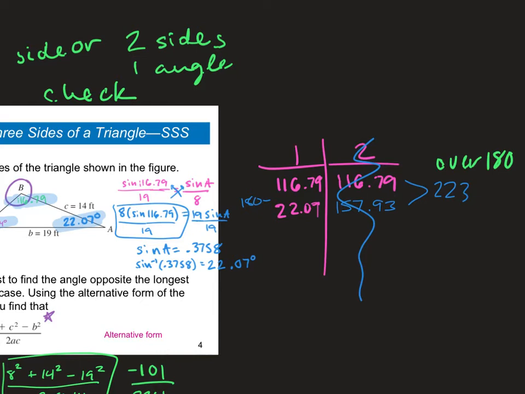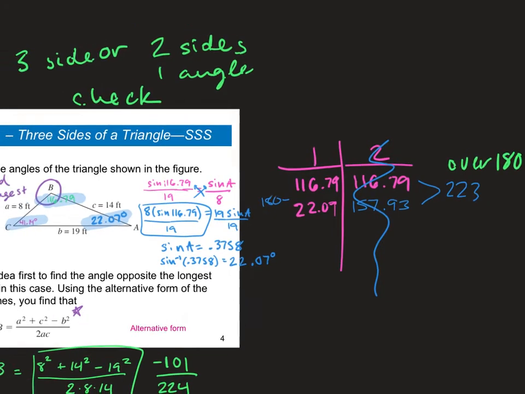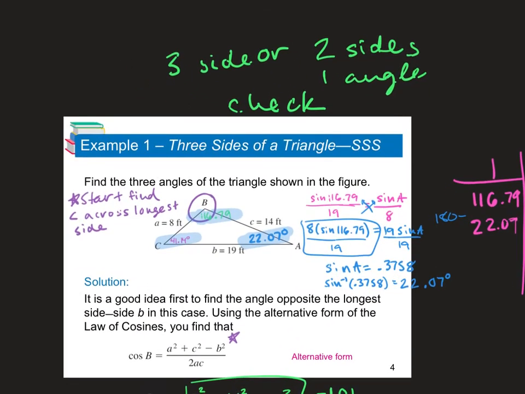And why do you start with 116? We start with the first angle that we found. And that's why we have to find the largest angle first, so the angle across the longest side. So that's why we have to start here.